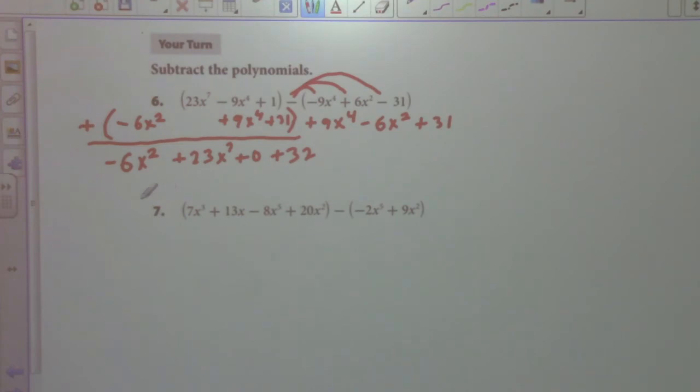And so now what we have here is our final answer in standard form: 23x to the 7th power minus 6x squared plus 32.